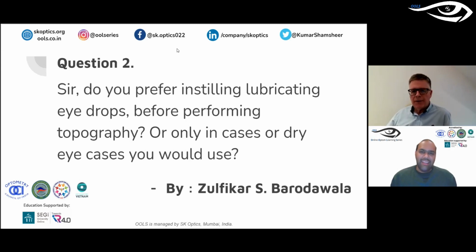Great question. Fabulous question. And any specific drops, particularly? Do you want to base the drops on an aqueous base, or would you use a liquid base?